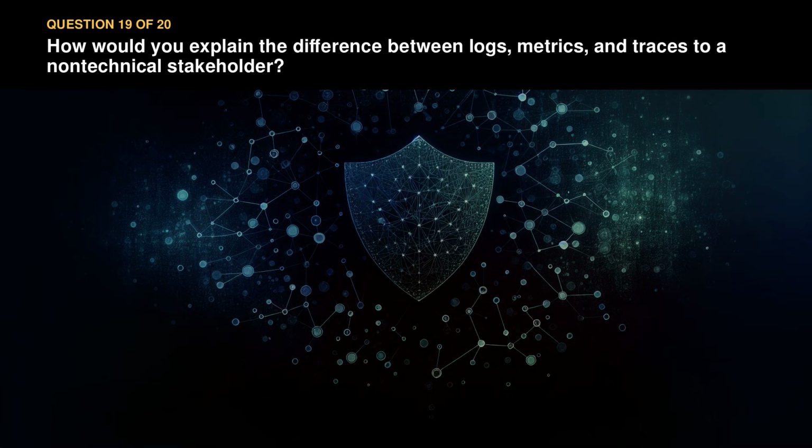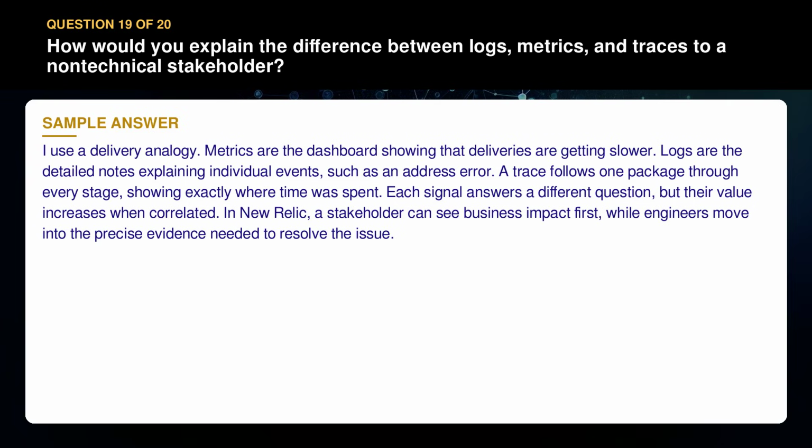Question 19. How would you explain the difference between logs, metrics, and traces to a non-technical stakeholder? I use a delivery analogy. Metrics are the dashboard showing that deliveries are getting slower. Logs are the detailed notes explaining individual events, such as an address error. A trace follows one package through every stage, showing exactly where time was spent. Each signal answers a different question, but their value increases when correlated.